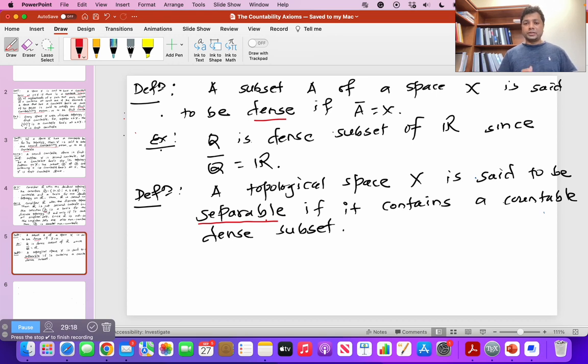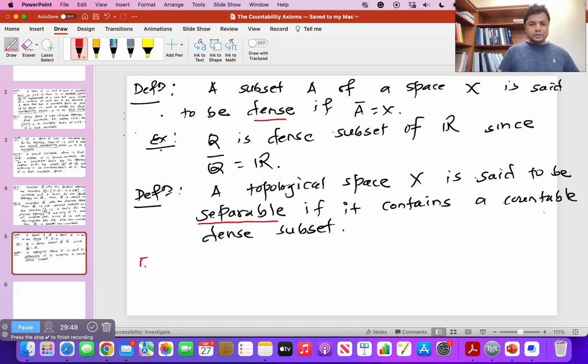So please don't be confused with the wording separable and separation. Separable and separation are two different things. Separable is not the same as separation. So don't be confused with separation that we introduced in one of our previous lectures. Separation and separable spaces are two different terminologies.